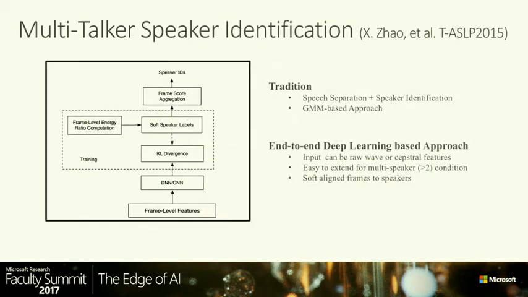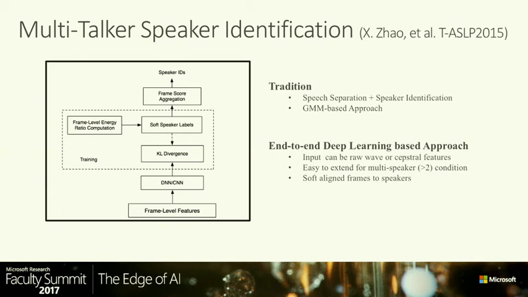The last one is multi-talker speaker identification. We want to know who is speaking in this cocktail party environment. The traditional method also uses explicit speech separation and speaker identification stages, and normal shallow models are used for this task. Recently, end-to-end deep learning-based approaches have been proposed for this task.